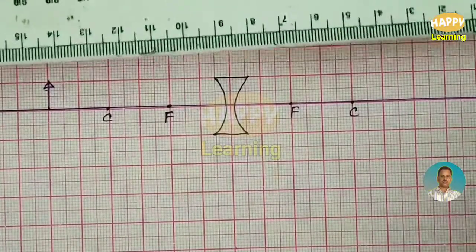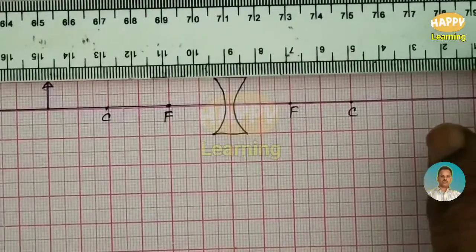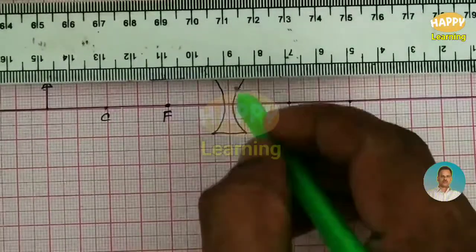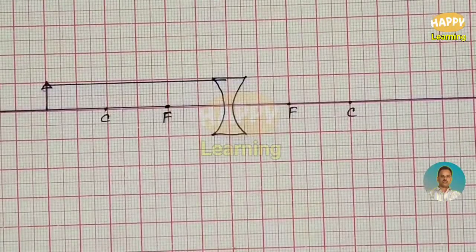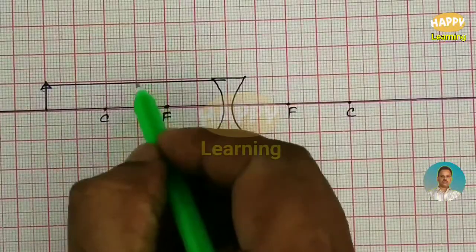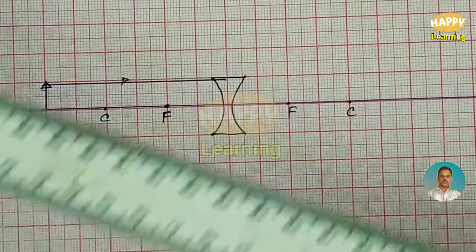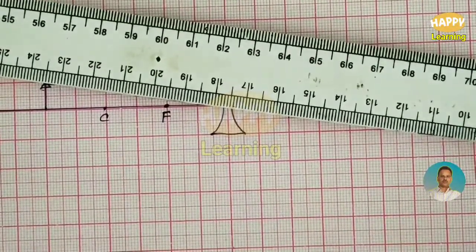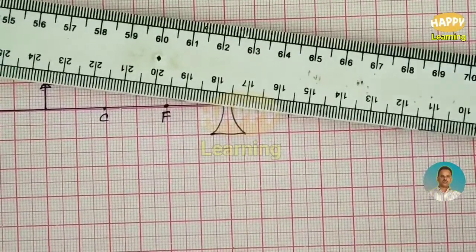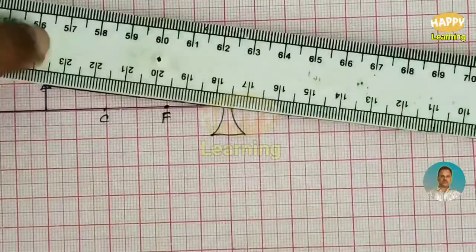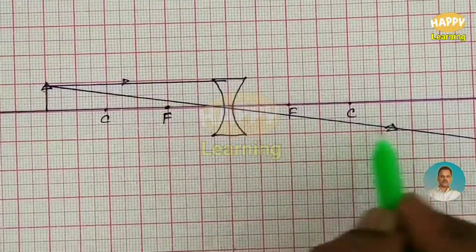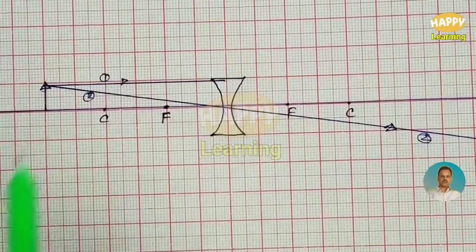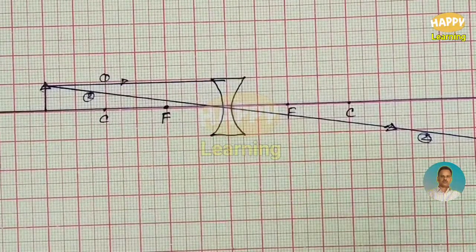Select two rays. One ray I am selecting as parallel to the principal axis. Suppose this is one ray. I am selecting one more ray such that it is passing through the optic center. So this ray which tries to pass through the optic center is undeviated. So this is a second ray, this is a first ray. This second ray, because it is passing through optic center, is undeviated.